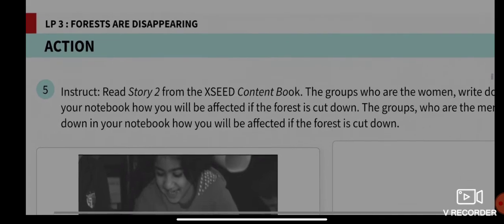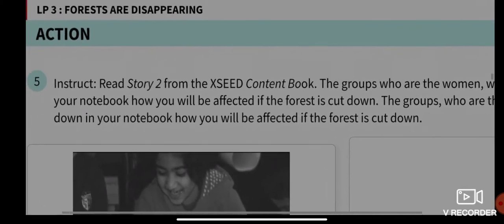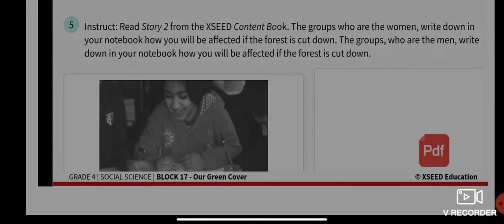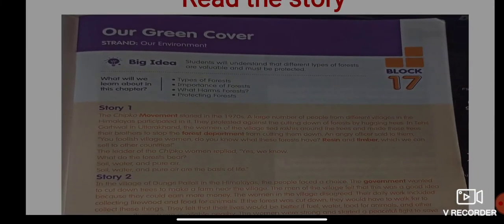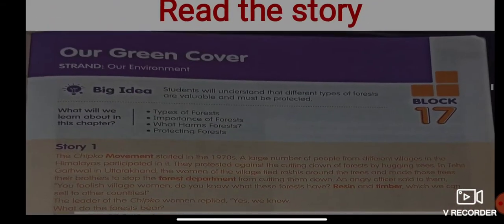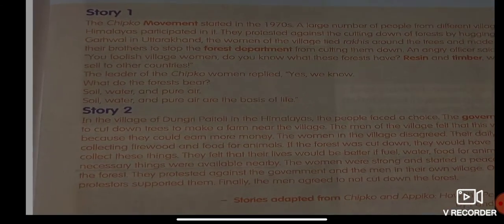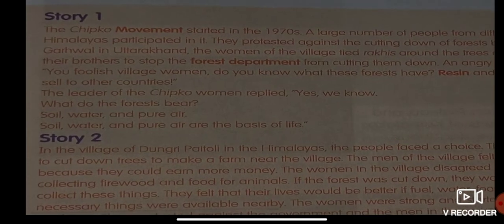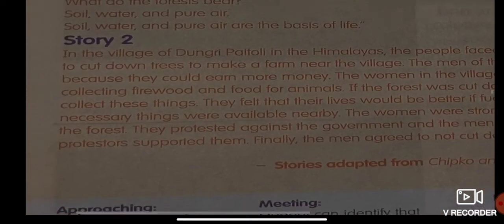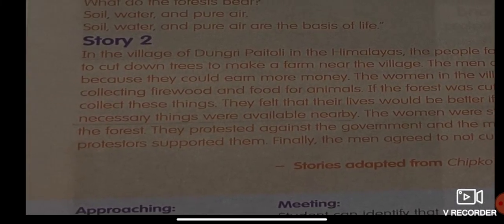Now I want all of you to read a story, story 2 from your exit content book, page number 1, under our green cover, block 17. Yesterday we read story 1, so today we will start with story 2. As I read for you, please listen carefully, and you can even compare with your textbook.